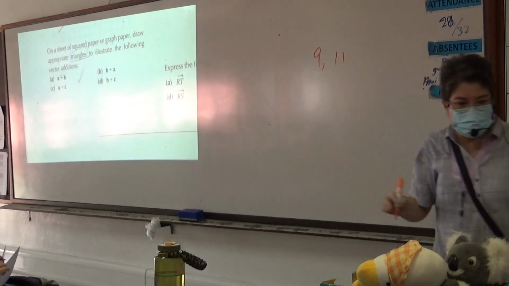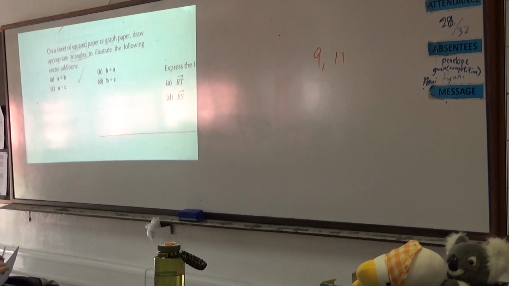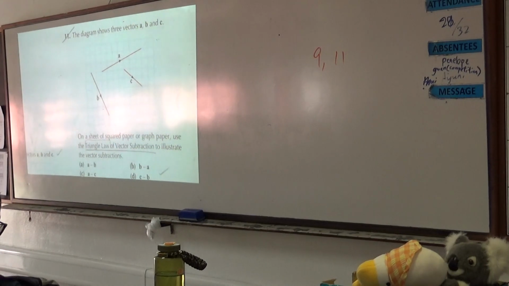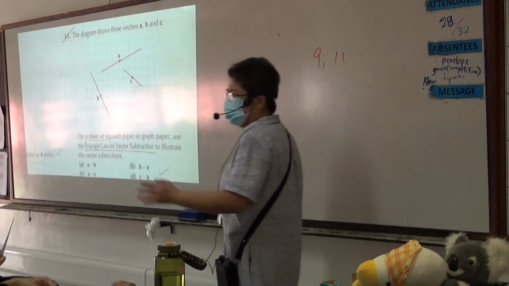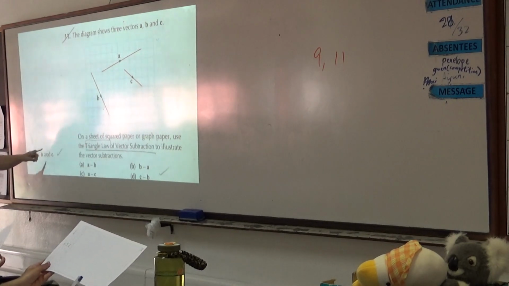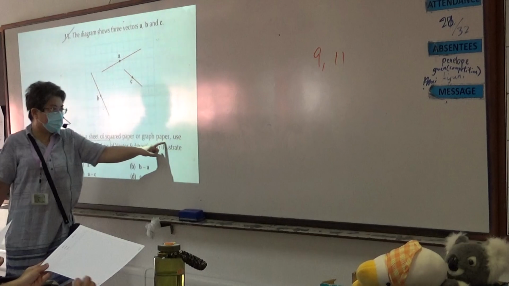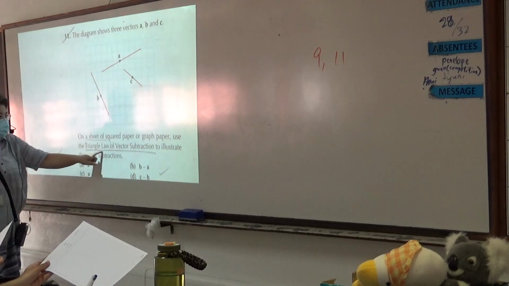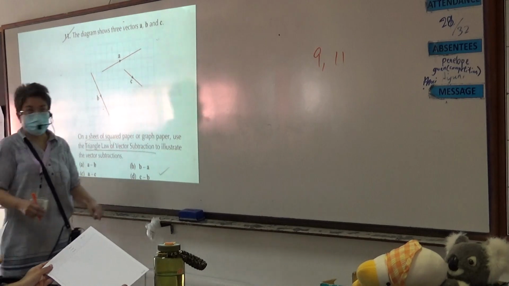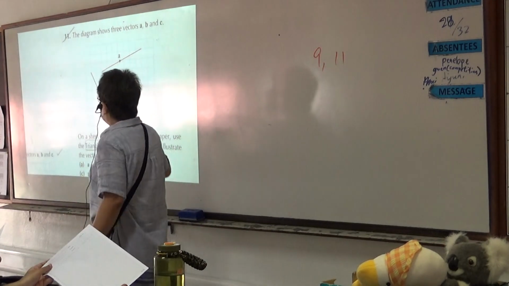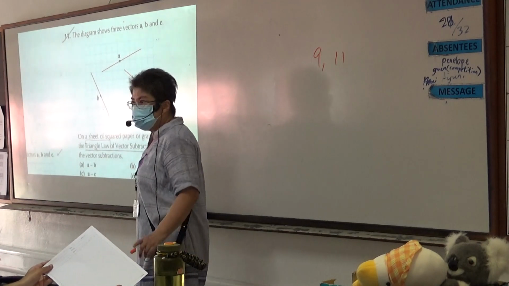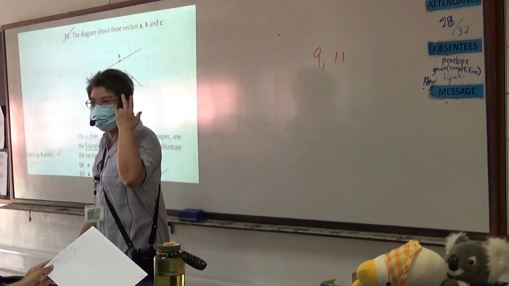Now, can all of you look at question number 11 now? This is number 11. Okay, I'm going to show you. All look up. The diagram shows 3 vectors A, B, C. On a sheet of squared paper, use the triangle law of vector subtraction to illustrate the vector subtraction A minus B. Now, can you see A is here? Okay, you just draw it. Now, I told you, right? Listen carefully, don't talk, please.